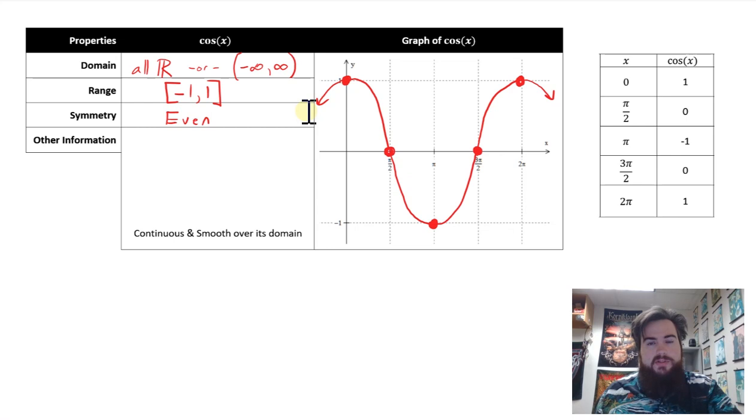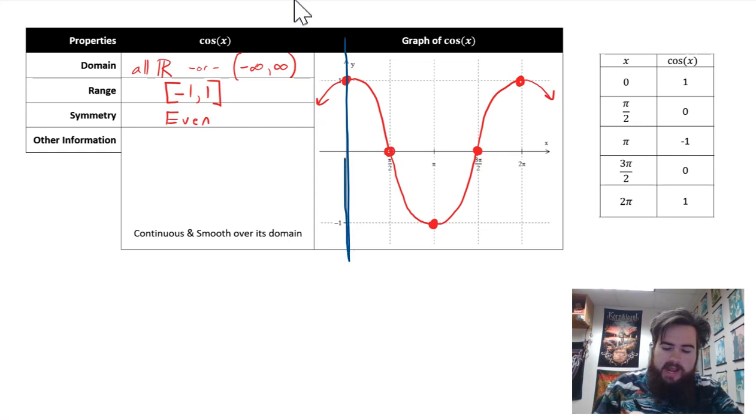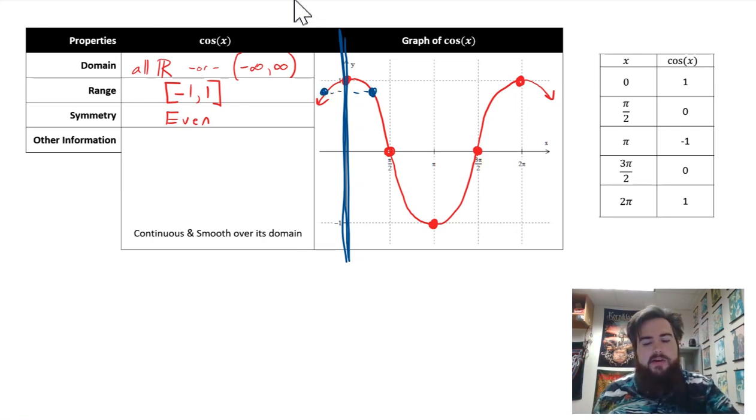Instead, the graph of cosine has symmetry about the y-axis. If you take this graph and you flip it across the y-axis here, you are going to find that any point is just going to fall back on top of the same graph here. And that is going to hold true for any point within cosine.